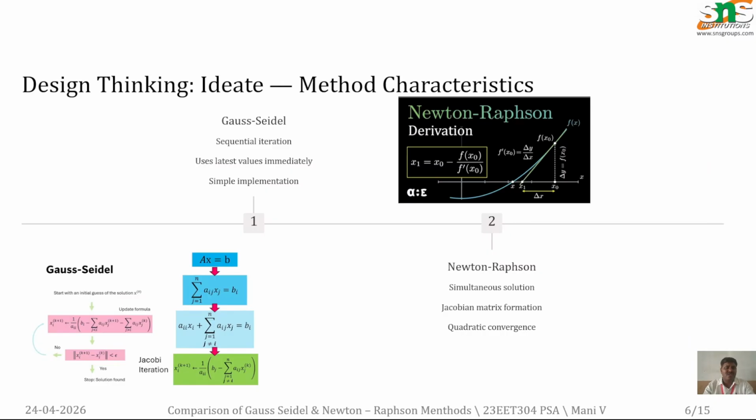The Gauss-Seidel method is a sequential iteration, and it uses the latest values immediately. So the implementation is also very simple when compared to the Newton-Raphson method. But the Newton-Raphson is a simultaneous solution. We get the solution simultaneously, using the Jacobian matrix, and it has quadratic convergence.